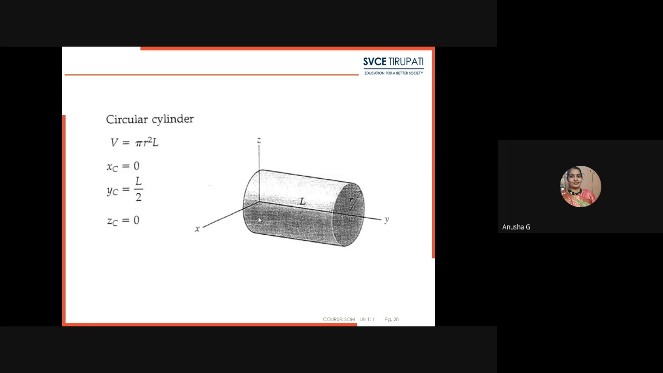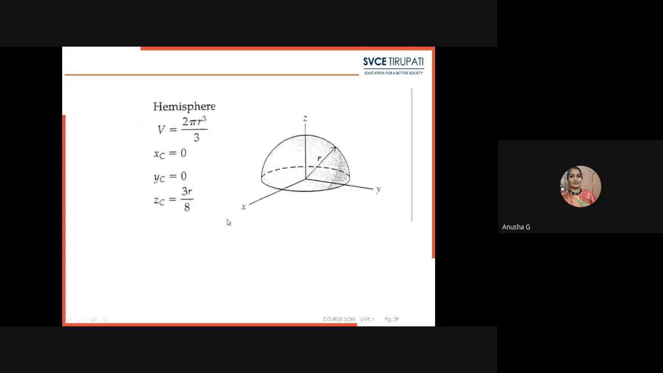Now we can see the circular cylinder. Here also we are considering the volume of the circular cylinder, which is a 3D shape: pi r square L. Here the total object lies in the x direction only. There will be no centroid offset in the x direction, that will be equal to 0. If you consider the y direction, the centroid in the y direction will be L by 2, and the z direction will also be 0 for the circular cylinder.